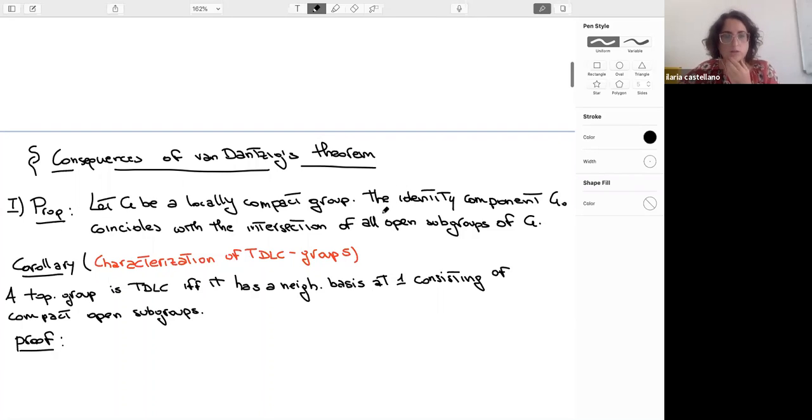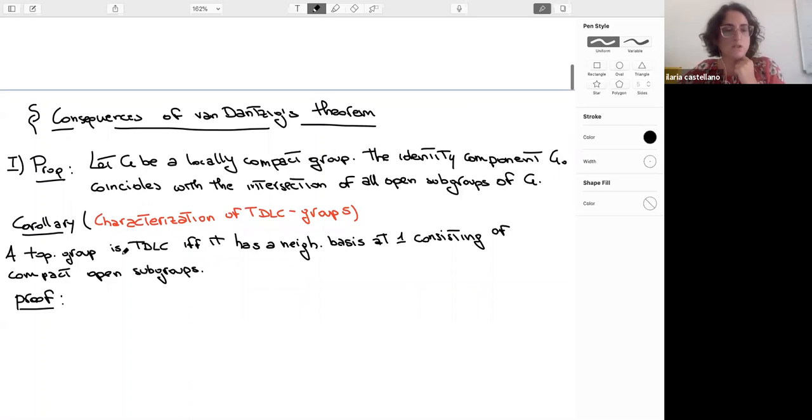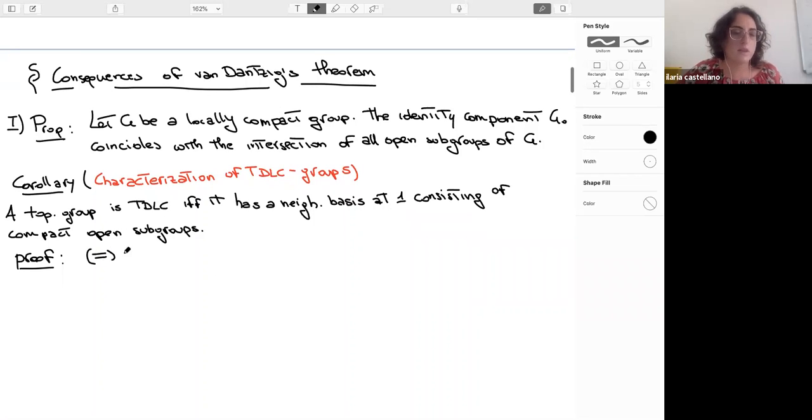I'm not going to prove this proposition, but I want to have a look at a corollary of this proposition, which can be regarded as a characterization of totally disconnected locally compact groups. So a topological group is TDLC if and only if it has a neighborhood basis at the identity consisting of compact open subgroups. So we already know that this implication is nothing but Van Dantzig's theorem, because we have just proved that every neighborhood of the identity contains a compact open subgroup. And this means that the group has a neighborhood basis at the identity consisting of compact open subgroups.